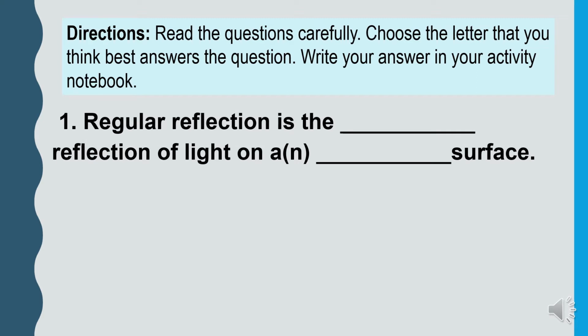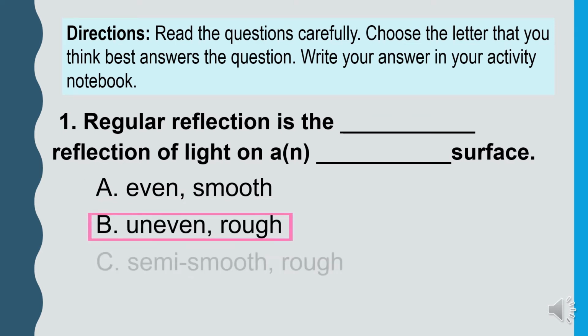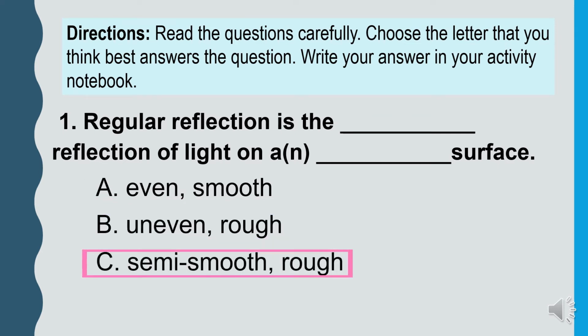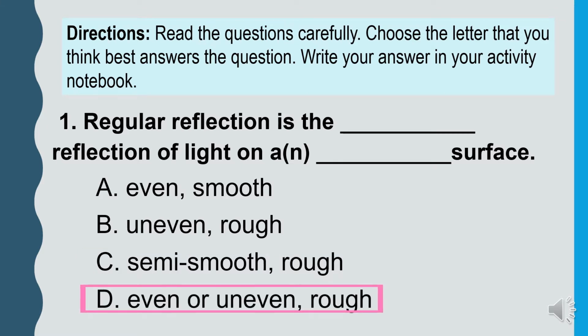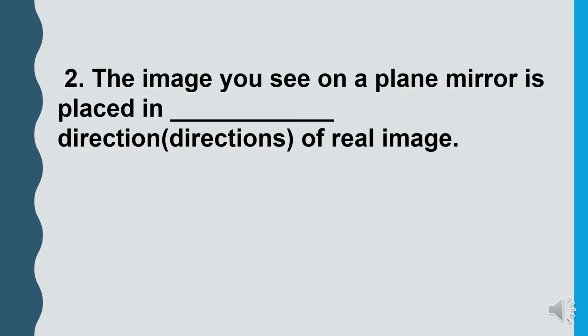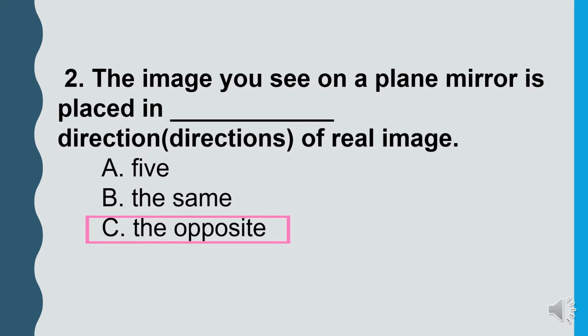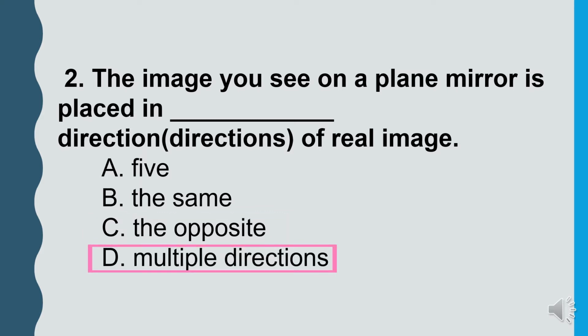1. Regular reflection is the blank reflection of light on a blank surface. A. Even, smooth. B. Uneven, rough. C. Semi-smooth, rough. D. Even or uneven, rough. 2. The image you see on a plane mirror is placed in blank direction of the real image. A. Same. B. The same. C. The opposite. D. Multiple directions.